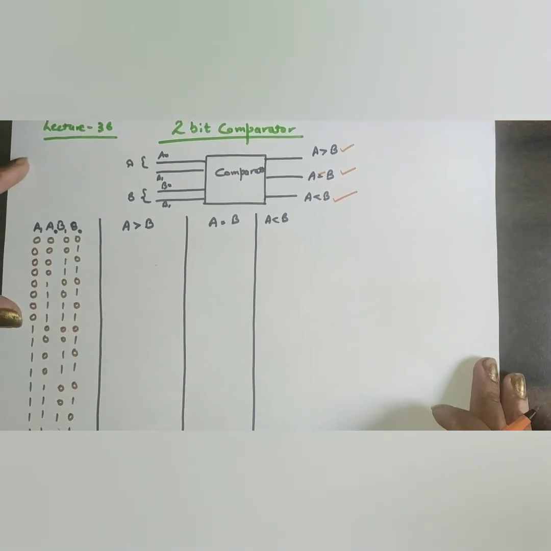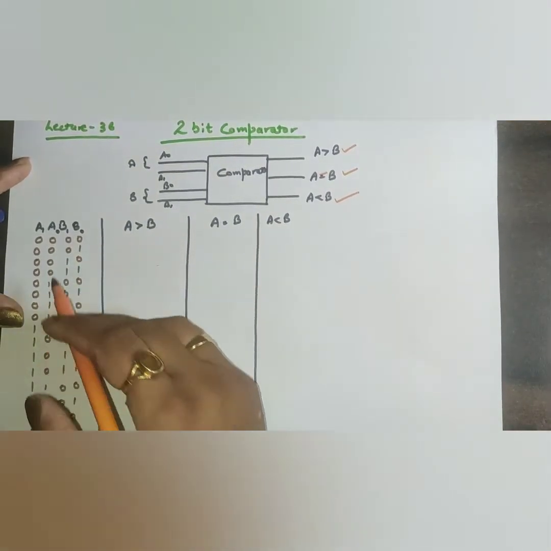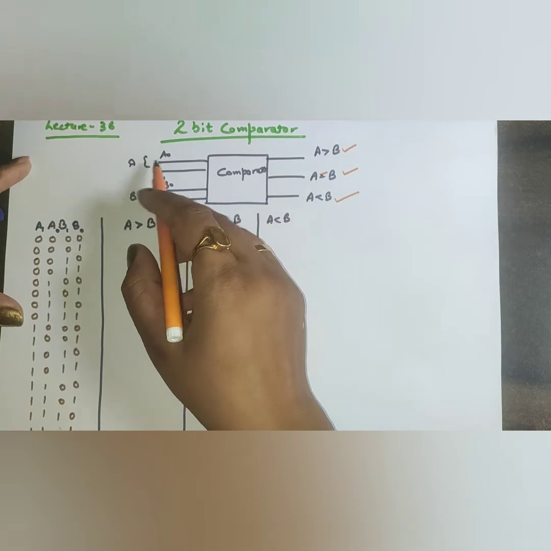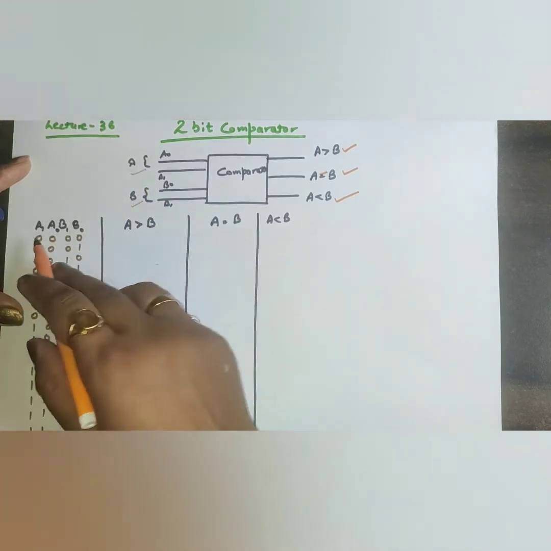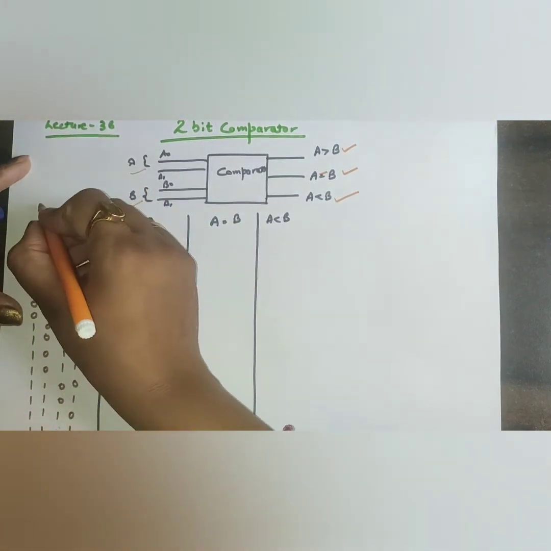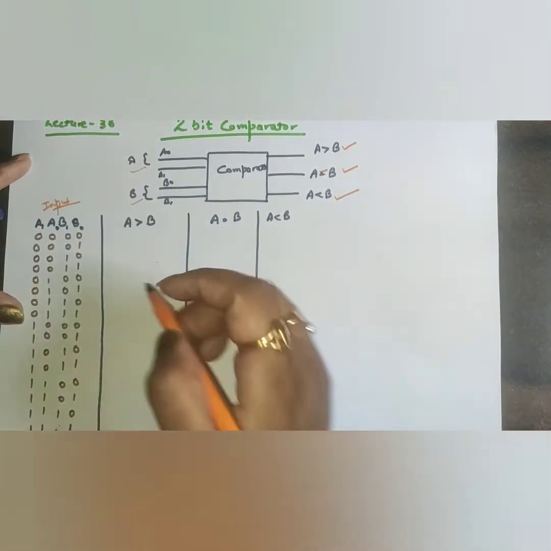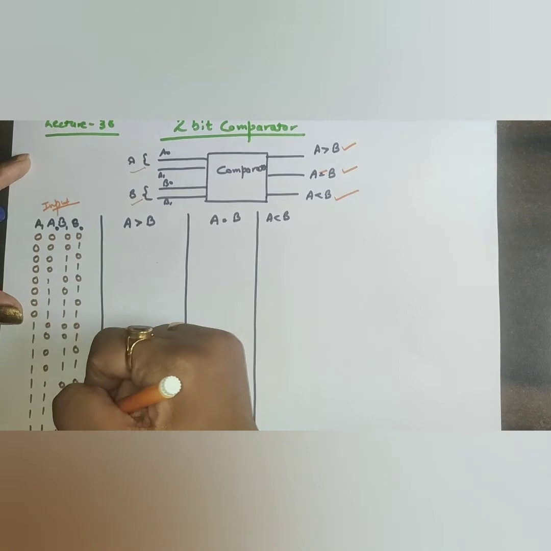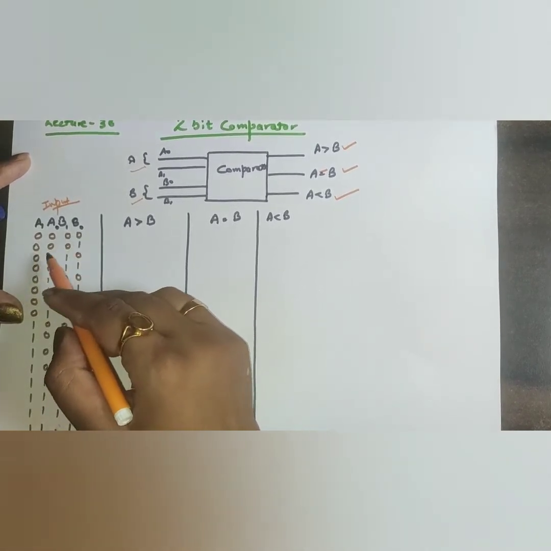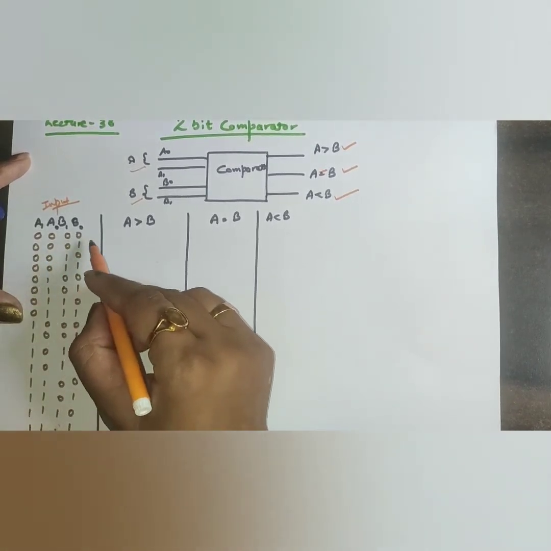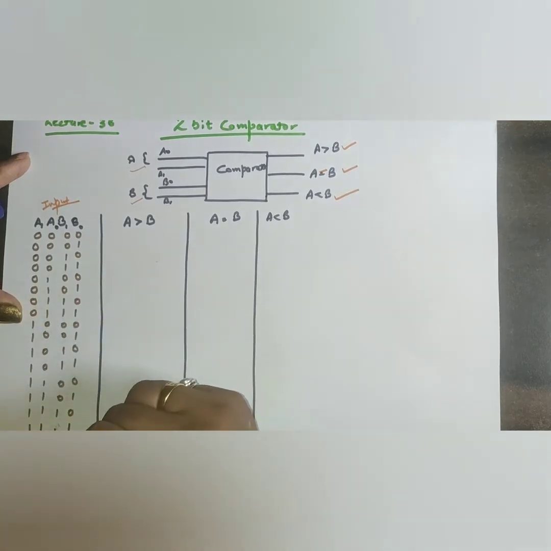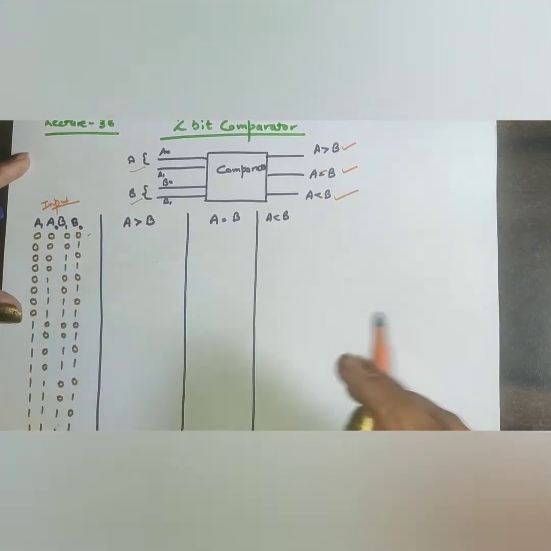Now we will make a 4-bit input, because there are 2 bits of A and 2 bits of B, so the total is 4 bits as input. With 4 bits, 16 possible conditions are there: 0 0 0 0, 0 0 0 1, and so on up to 1 1 1 1. There are 16 possible conditions.